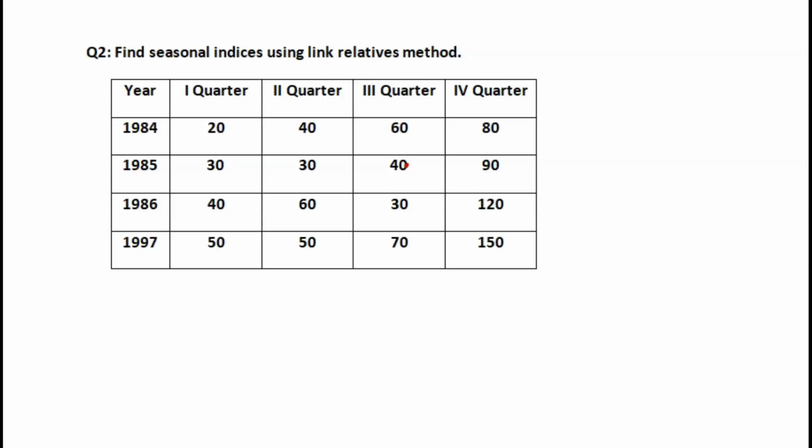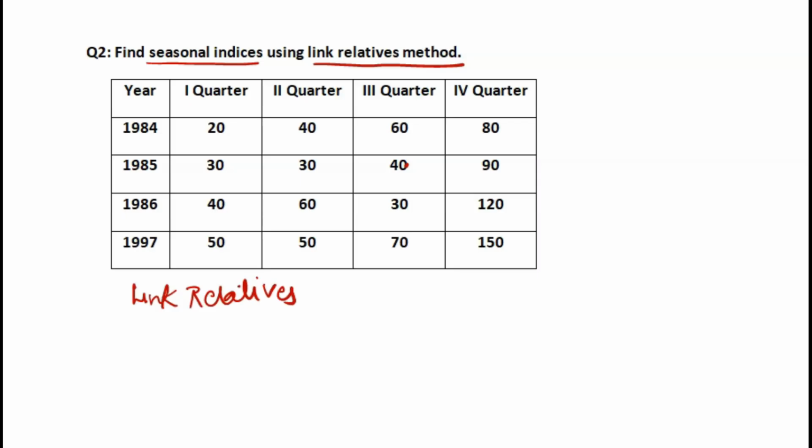So now we are watching the second method for finding the seasonal indices. Seasonal indices we have to find out by using this link relatives method. So here what will happen? Link relatives mean here we need to find out the link relatives first. First thing is finding the link relatives.